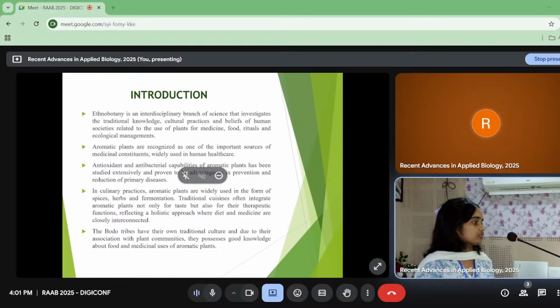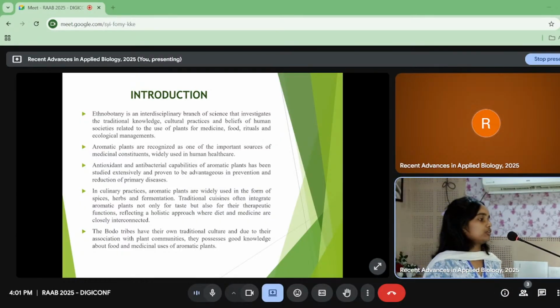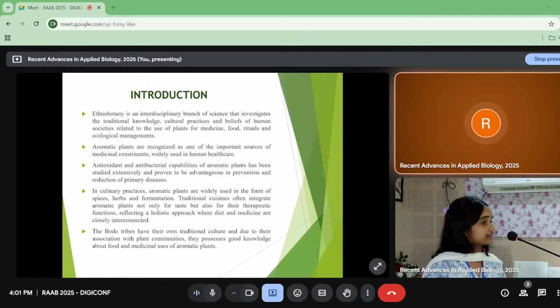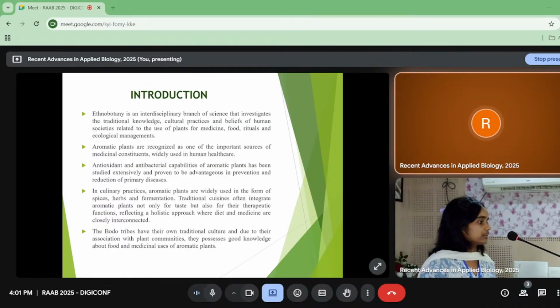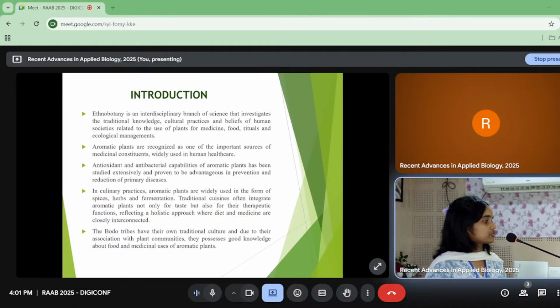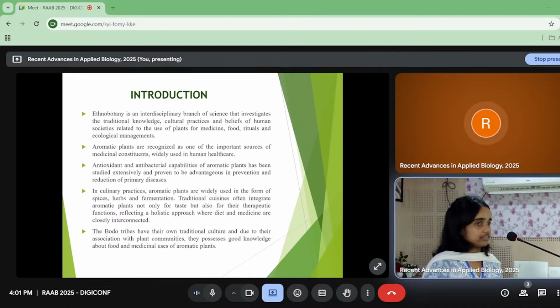Introduction. So in introduction, I started with what is ethnobotany. Ethnobotany is an interdisciplinary branch of science which covers all the traditional knowledge, cultural practices, beliefs of human societies, related to the use of plants for medicine, food, rituals, and ecological management.